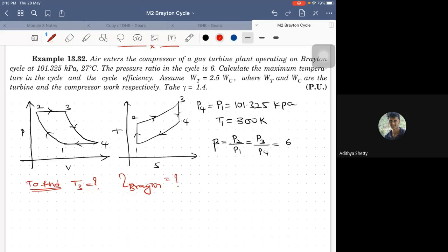Okay. So the hint he has given us: the turbine work is equal to 2.5 times the compressor work, where WT and WC are the turbine and compressor work respectively, and he has also told us to take the value of gamma as 1.4. Well and good. Let us start with the solution.